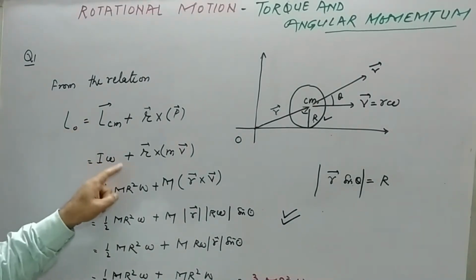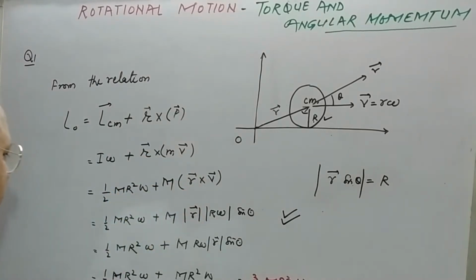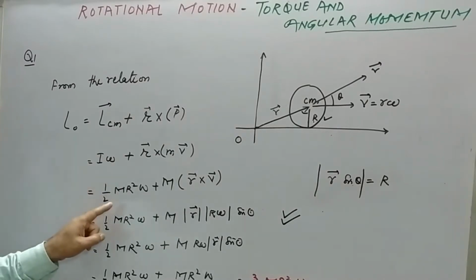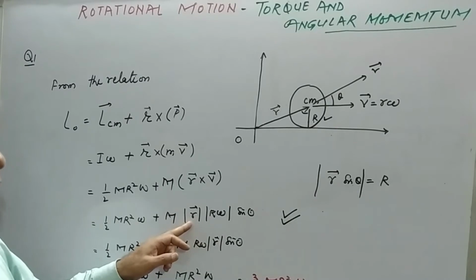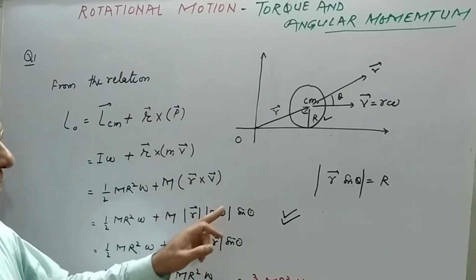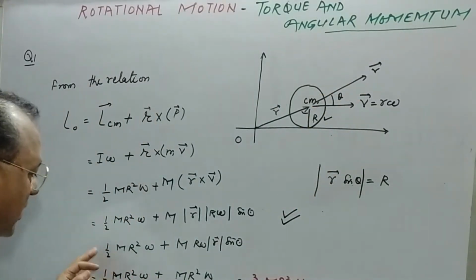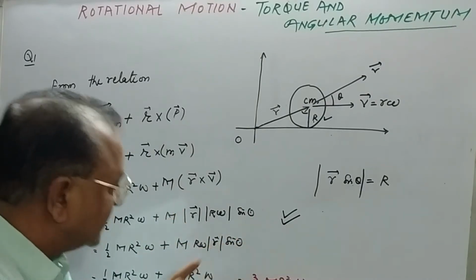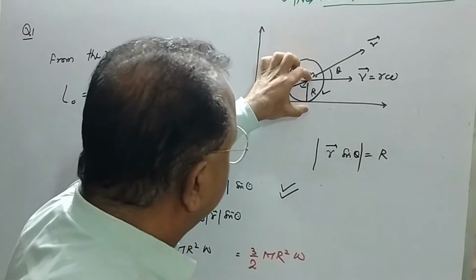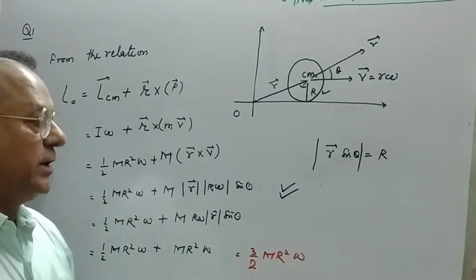This is I omega plus R cross mv. M you can take out, that is R cross V. I is half mr square, because it's a disk, so half mr square omega plus m R magnitude, V magnitude and sin theta, where theta is the angle between V and R. So this gives half mr square omega plus m r omega r sin theta. R sin theta is this r. Therefore this gives you 3/2 mr square omega. This is the answer.